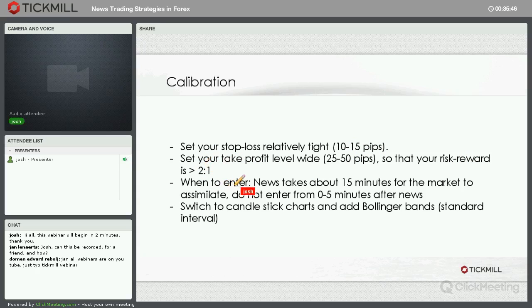In terms of when to enter, again, let me just ram that home. The news will take about, I would say, 10 to 15 minutes for the market to assimilate. When it's out, you may get some very big spikes up and down. That's a wrong time to get in. The moment you see that, you get excited, you get in because you may get the trade direction wrong. Let the market read the report.